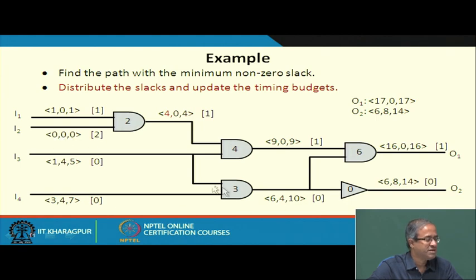Repeat this process. Now, you see 4 is the smallest. So, let us choose this path, 4 and 4. So, this delay of 4 you can distribute similarly. Let us say distribute as 2 and 2. So, it was 1 4 5, it becomes 1 2, 6 4 10 becomes 6 2. So, this 2 and this 2, the RAT also gets decreased by 2 each, 5 and 10 becomes 3 and 8, right. So, same process you repeat.